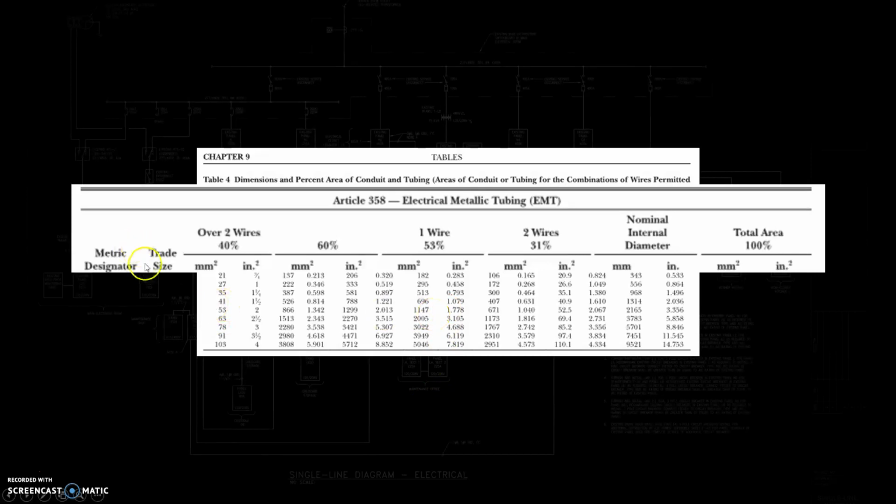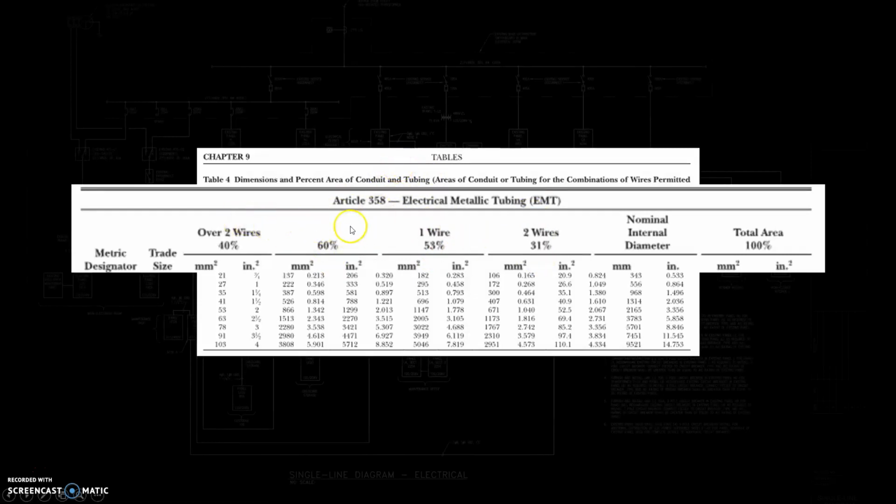So once again, here across the top, you're going to see a lot of different information. So your headings are metric designator. Again, we're not really concerned with that. Trade size. This is your 1/2 inch, 3/4, 1 inch, 1 1/4. Then you're going to see these different sections here. So we have over 2 wires, 40%. We have 60%. We have 1 wire, 53%. 2 wires, 31, so on and so forth.